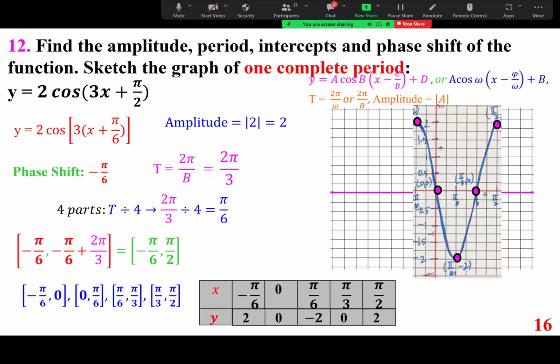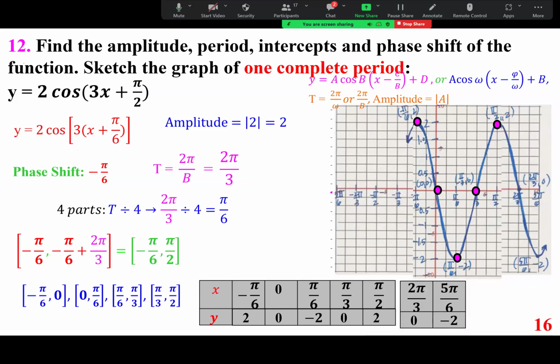This is the graph. If they didn't ask for a complete cycle, you can go indefinitely on both sides. For example, for 2 pi over 3 and 5 pi over 3, you can calculate and continue indefinitely. So continue on the left, continue on the right if need be. That's not the case here. We just want one complete cycle. But that shouldn't be a problem. Again, making sure that everybody's fine with that. So we are ready to move on, everybody.